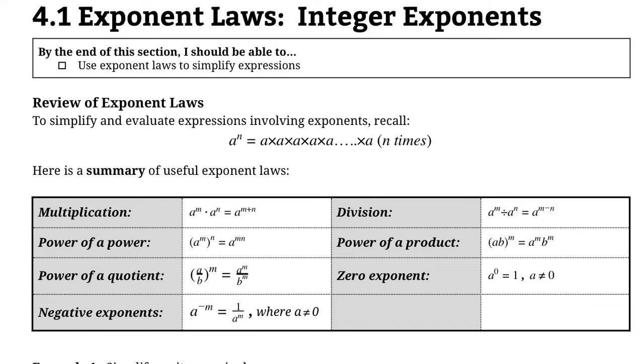And lastly, when we have negative exponents, we can rewrite this with a positive exponent. So if we have base a to the power of negative m as our exponent, we can rewrite this as the reciprocal. So we would rewrite this as 1 over a to the power of m with a positive exponent. And our base a cannot be equal to 0.